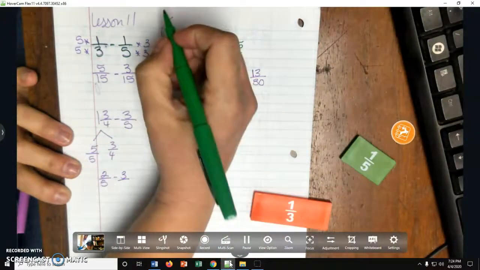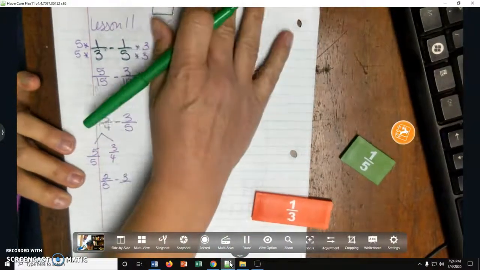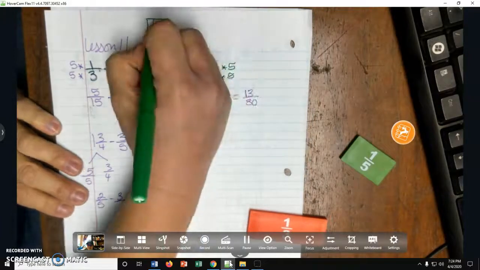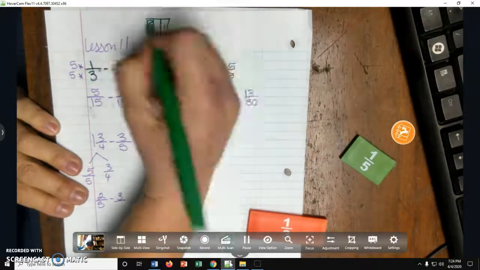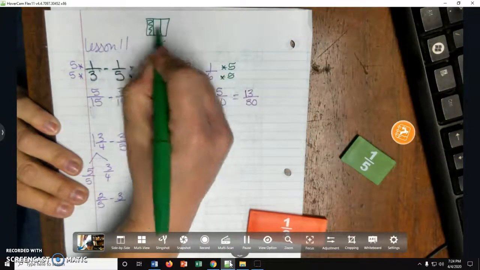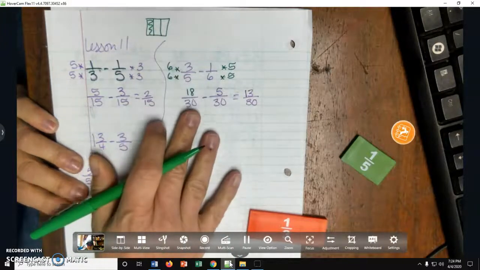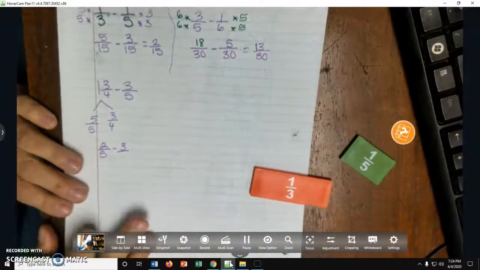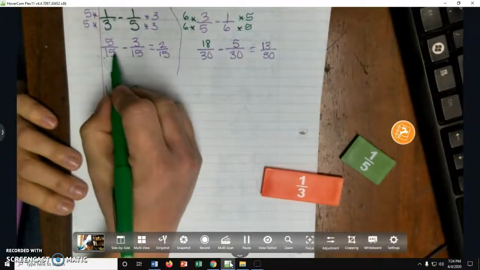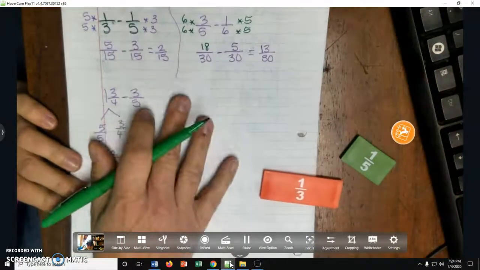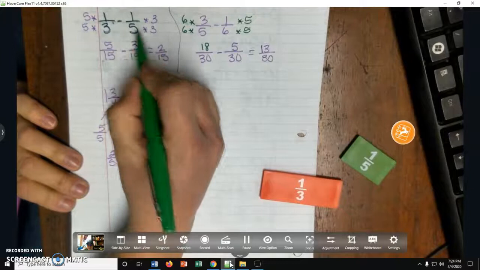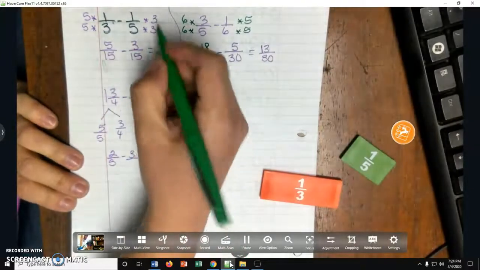If you thought about your diagram again, if you had your 1/3, what would you need to do to those thirds to get 15ths? Well, you'd need to split them all into fifths to get a total of 15 parts. So that would become 5/15. 1/3 is equivalent to 5/15 over here. 1/5 is equivalent to 3/15.